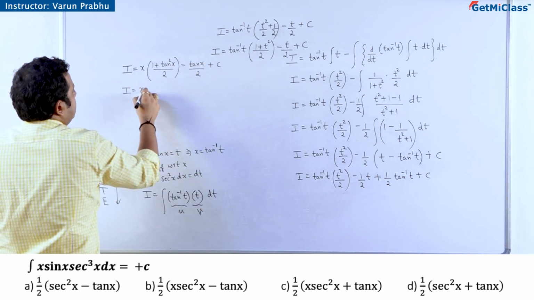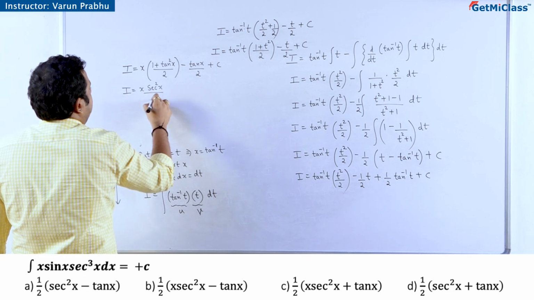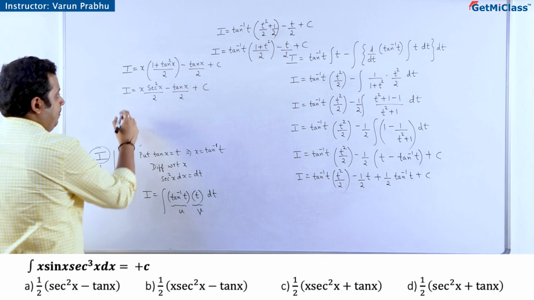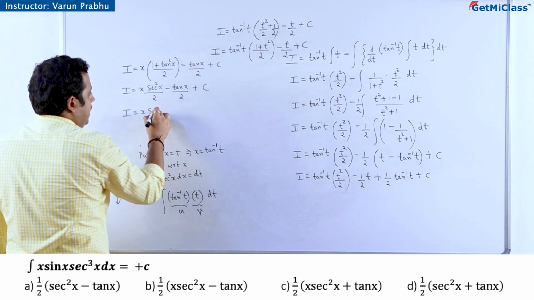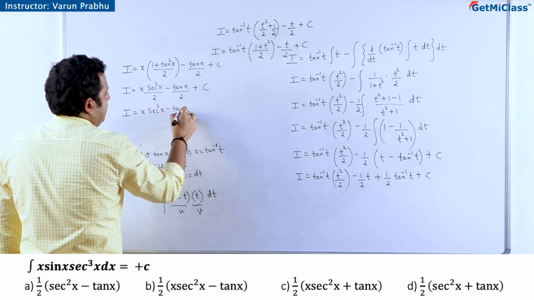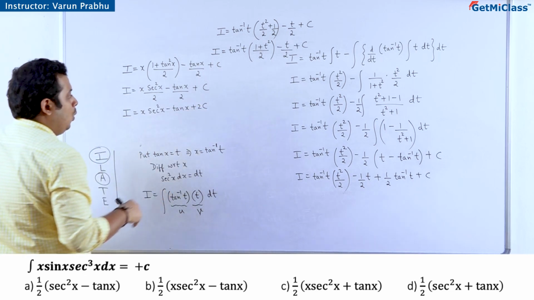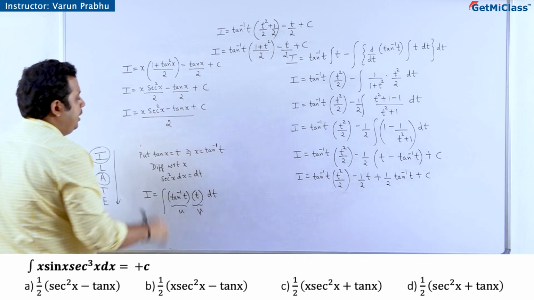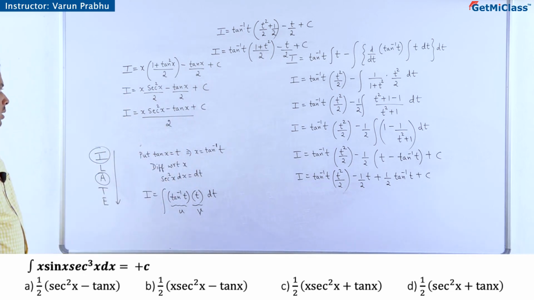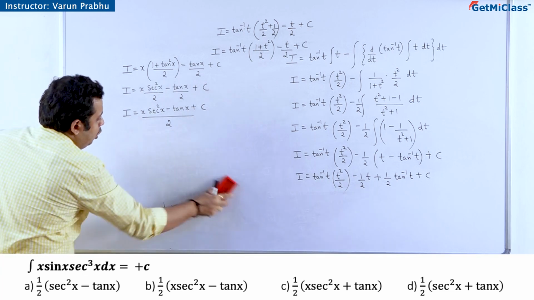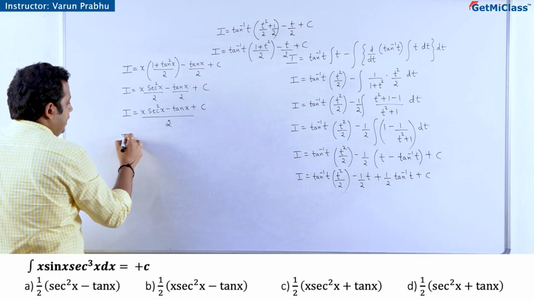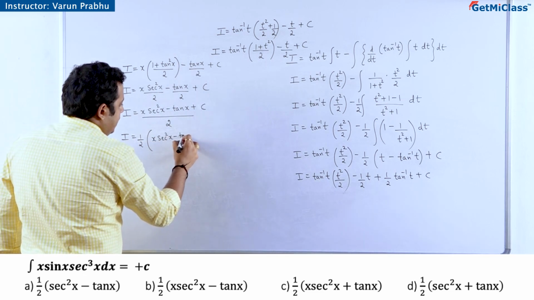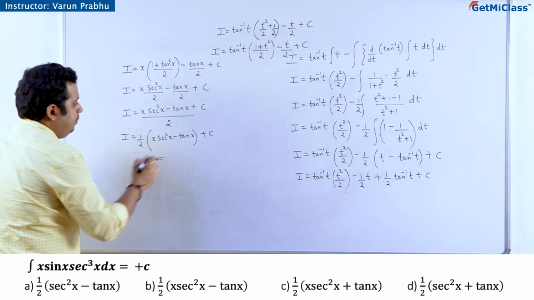I is equal to x into secant squared x divided by 2 minus tan x divided by 2 plus c, correct? So I is equal to x secant squared x minus tan x plus 2c, the whole divided by 2. I'll write like this, plus c divided by 2. So if you look at the options, the option given is like this: 1 by 2 into x secant squared x minus tan x plus c. This will be the answer to the question.